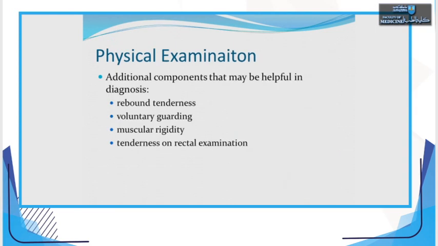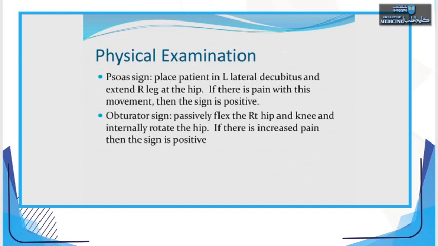Additional components that may be helpful in diagnosis include what we call rebound tenderness. This means that when you suddenly remove your hand from the tender area, the pain is exaggerated and the patient feels a grinding pain. There is usually voluntary guarding of the muscles, which can be exaggerated to be described as muscular rigidity, and tenderness on rectal examination at the tip of the examining finger.